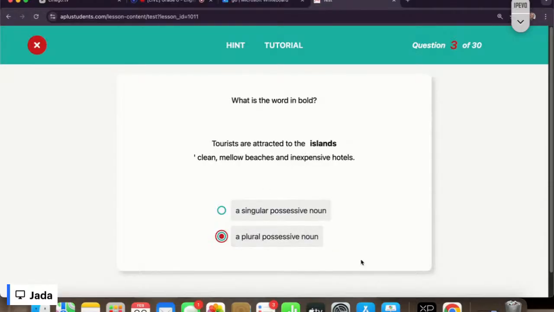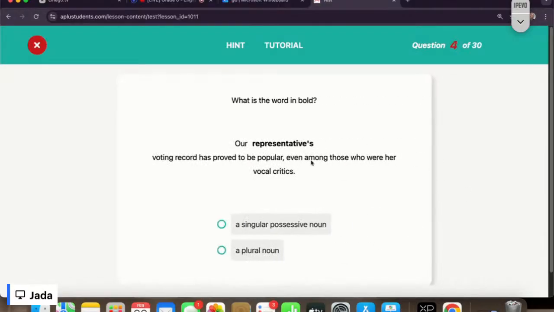So we have what? Plural possessive. Our representative's voting record has proved to be popular even among those who were her vocal critics, first to second.